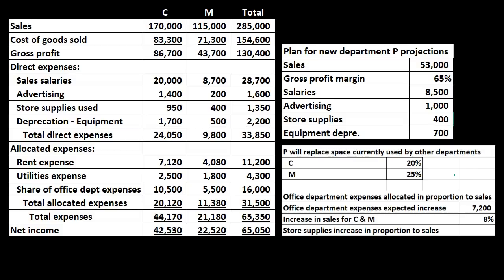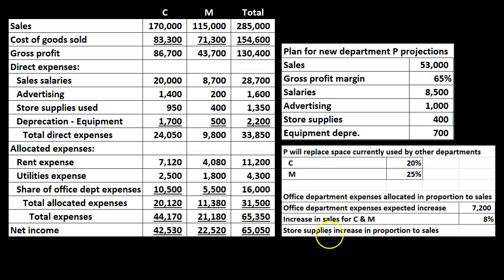Added information: P will replace space currently used by the other departments. In other words, we're not going to be building a new office or renting new space for P. P is going to be taking over some of the space that we currently have in use by C and M. So C and M departments are going to be replaced 20% and 25%, which will then go to P in terms of office space. Office department expenses are allocated in proportion to sales. Office department expenses are expected to increase 7,200. That's going to be these items here.